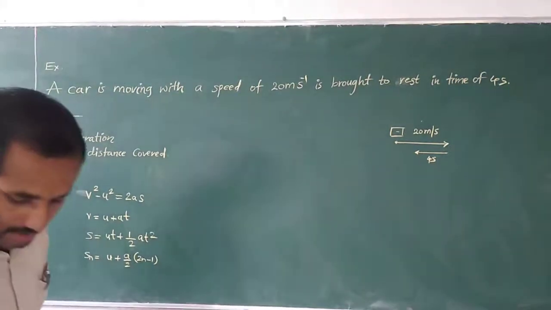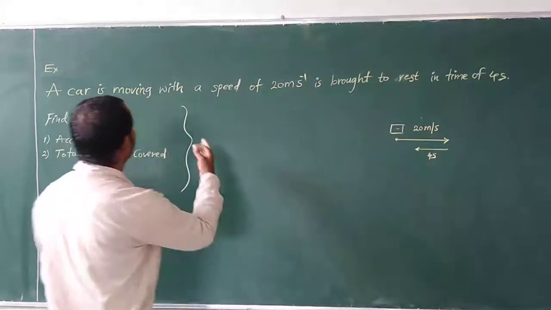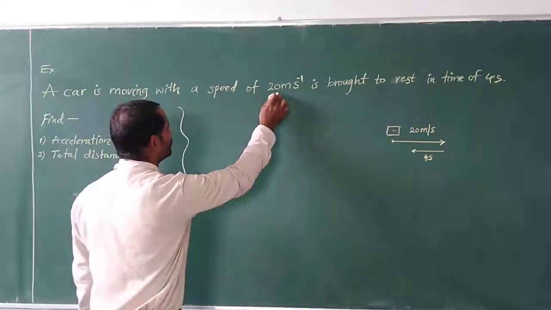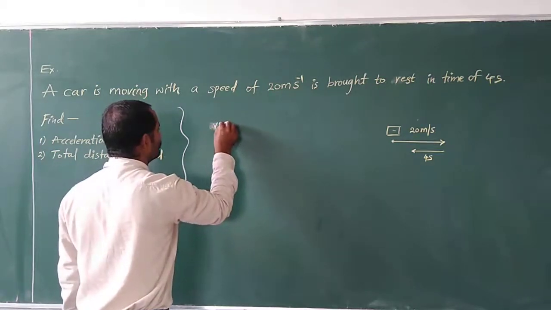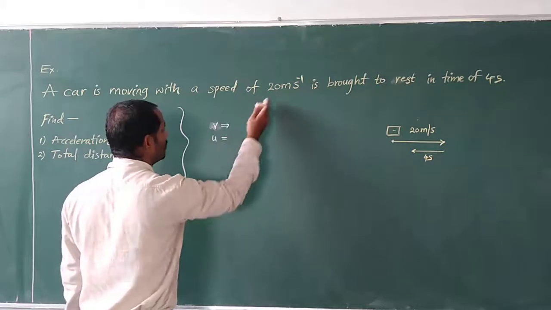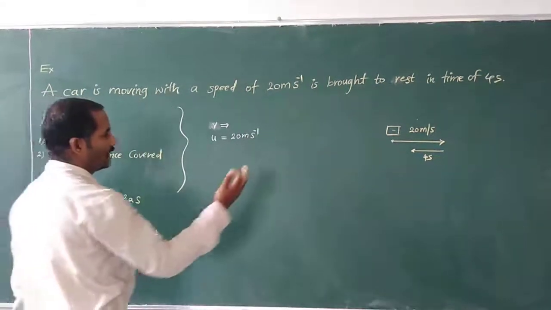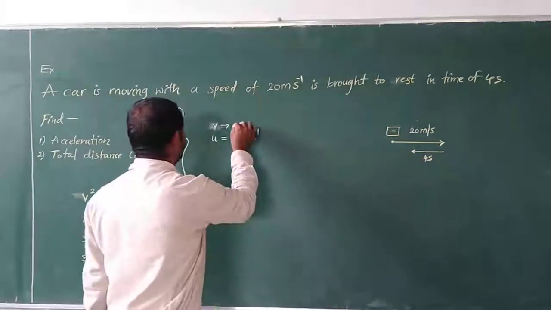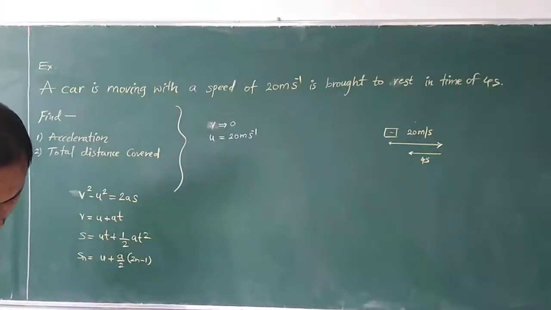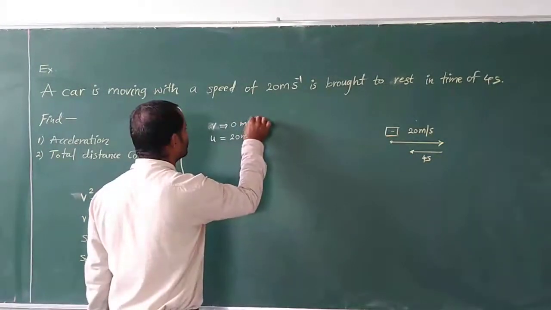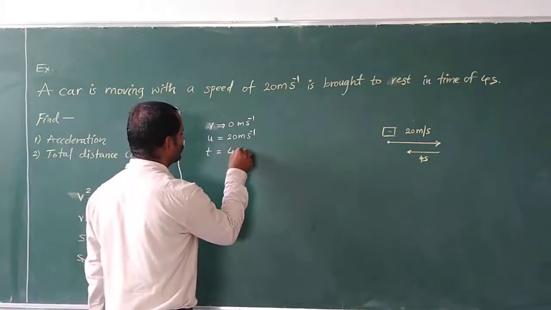So here, what is given? The car is moving with a speed of 20 meter per second. So the initial speed, we will consider as u, is 20 meter per second. We have to bring this car to rest, so the final velocity v is 0 meter per second. How much time will it take? 4 seconds. So t is 4 seconds.